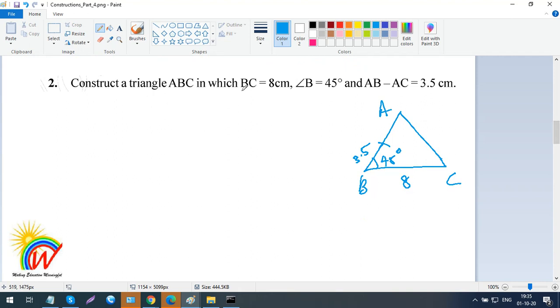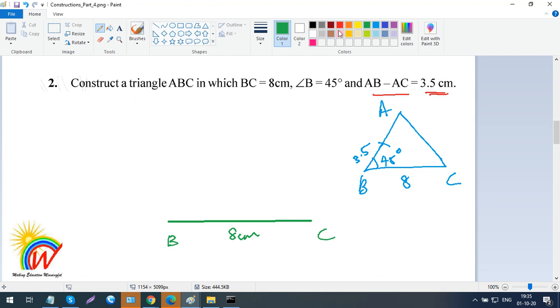Construct a triangle ABC. So again I have drawn a rough figure ABC where BC is 8 centimeters. So I have drawn 8 centimeter, angle B is 45 and AB minus AC is 3.5. So what do you do? AB minus AC is given, not AC minus AB. If they would have given AC minus AB, I'll go in the opposite way, right? So here AB minus AC is given. So first draw the line again. Let us say you draw a line BC of 8 centimeter. This is B and this is C.